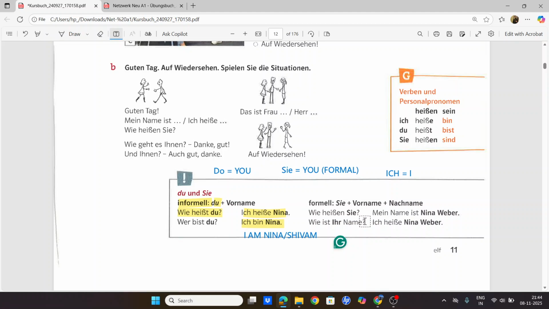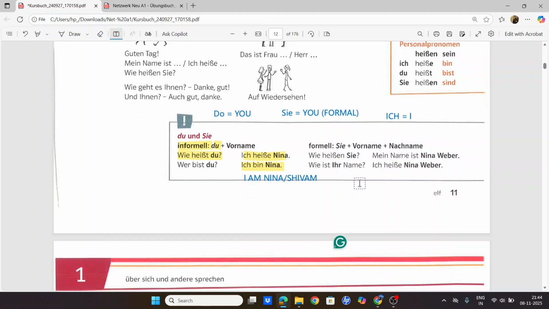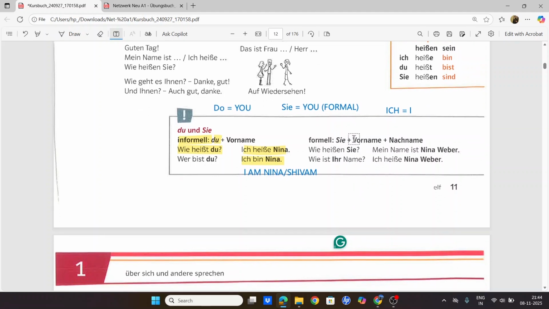Let's go forward. So formal Sie, Vorname and Nachname. This is a formal way of asking someone what is your name. So here: Wie heißen Sie, or Wie ist Ihr Name?